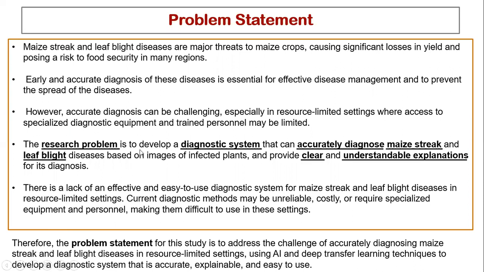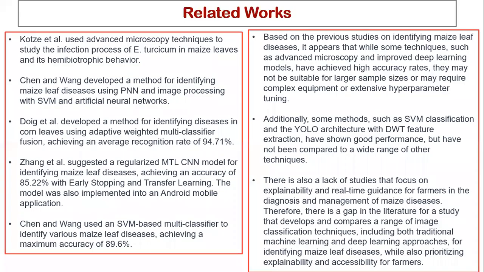So the problem statement for this study would be to address the challenges of accurately diagnosing maize streak and leaf blight in resource-limited settings, and we shall be using AI and deep transfer learning techniques to develop a diagnosis system that is accurate, explainable, and easy to use. Now, there have been some related works in this field. For example, when you look at Coates et al.